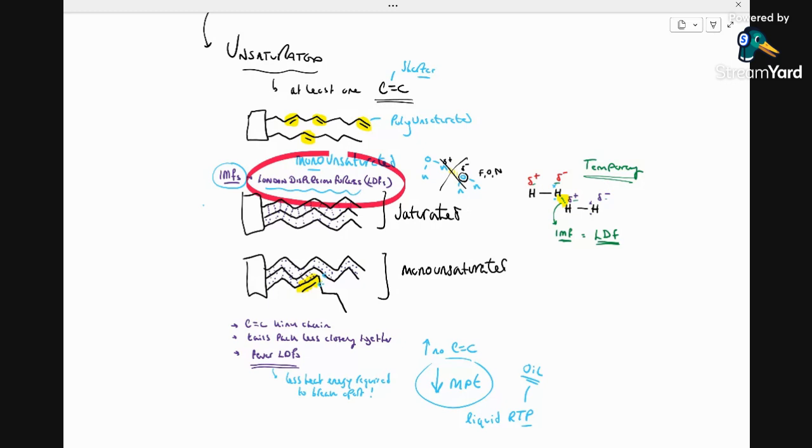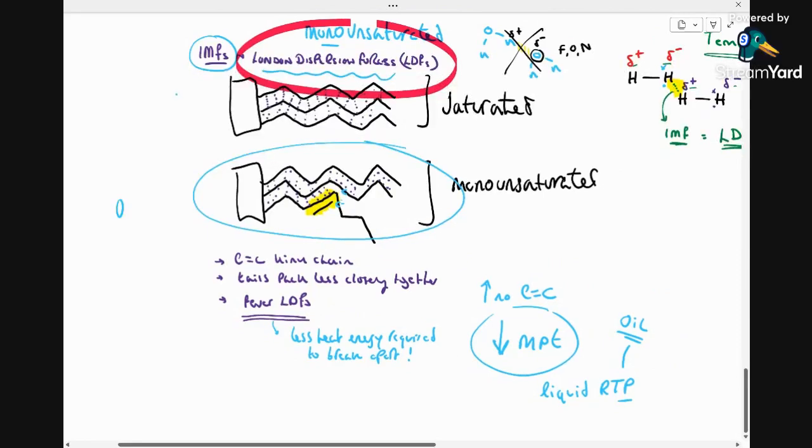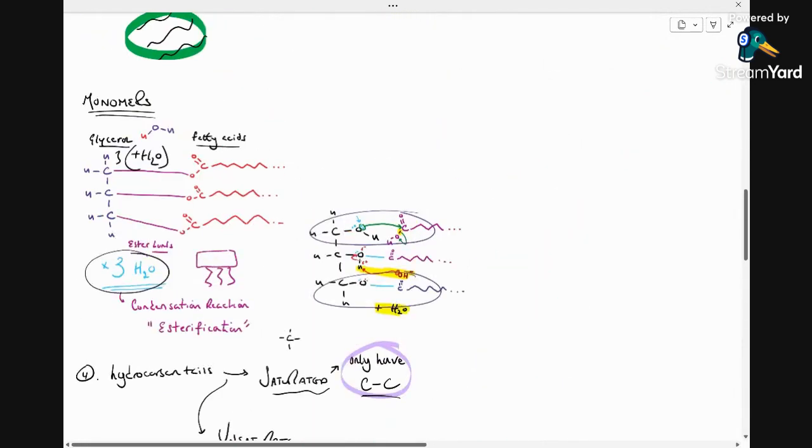That means that triacylglycerides or lipids that are like this guy down here are more likely to be a liquid at room temperature, something like an oil, whereas a molecule like this would be something like butter, more likely to be a solid fat at room temperature. Okay, hopefully that makes sense.